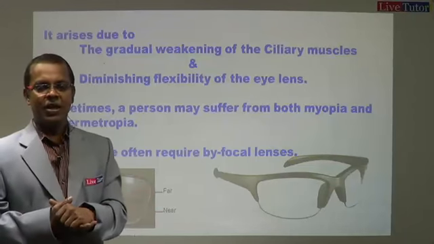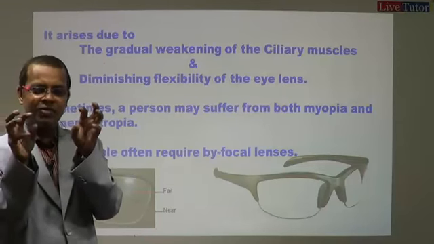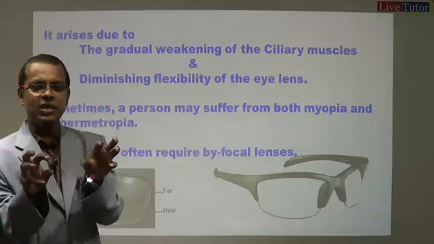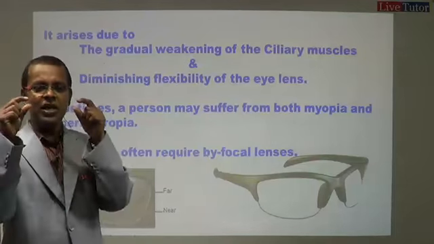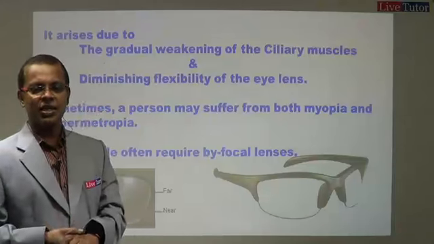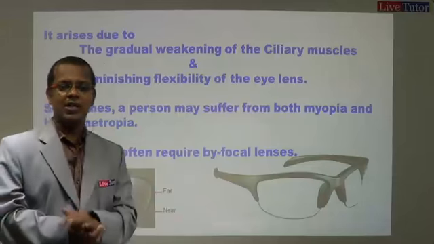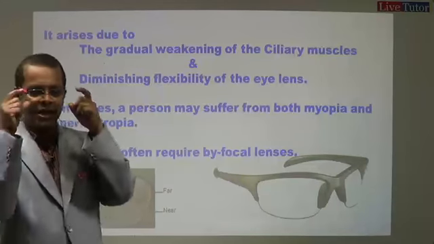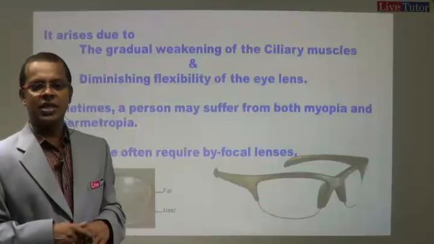presbyopia, because they may find it difficult to see objects. Even if they strain their eyes, they may not be able to see. But young people, if they strain a little, can see the object very clearly, even in bright light or dim light. But these older people, if they cross 40 years, may find it difficult as they are not able to adjust their eye lens easily.